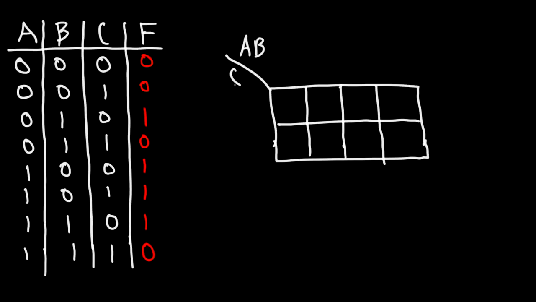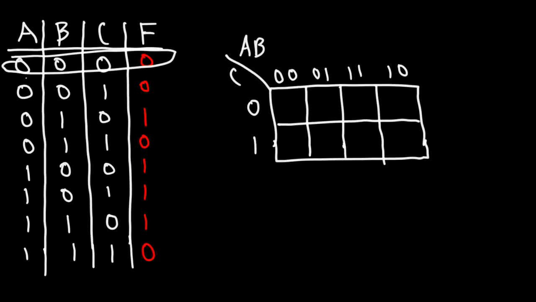Now the inputs A, B could be 0, 0, 0, 1, 1, 1, and 1, 0. The input for C is only 0 or 1. Now the values that we're going to put inside the squares are the function values that we see here. So for this first square, A, B is 0 and C is 0, which corresponds to a function value of 0.